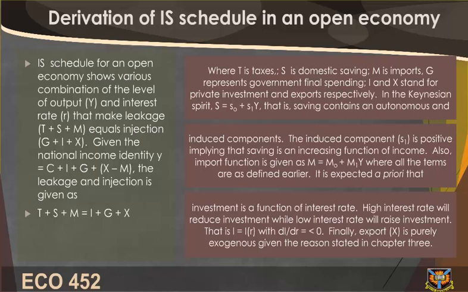It is expected, a priori, that investment is a function of interest rate. High interest rate will reduce investment, while low interest rate will raise investment. That is, I is equal to I(R), where dI/dR is less than 0. Finally, export X is purely exogenous given the reasons stated in chapter 3.